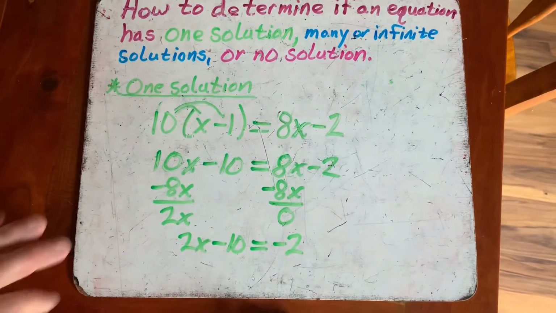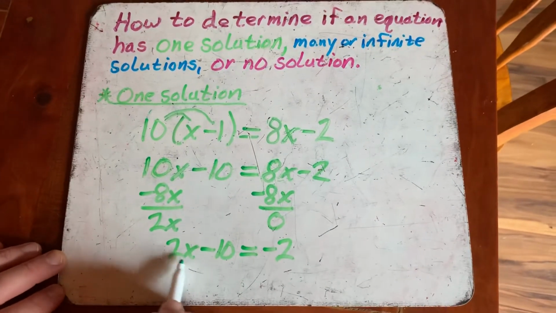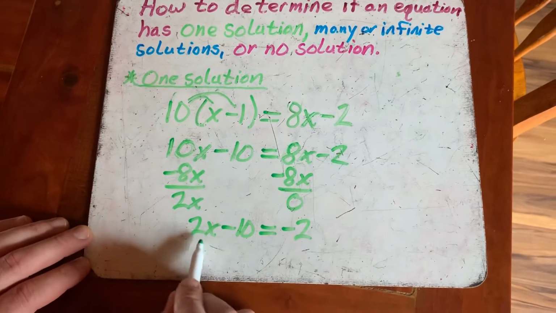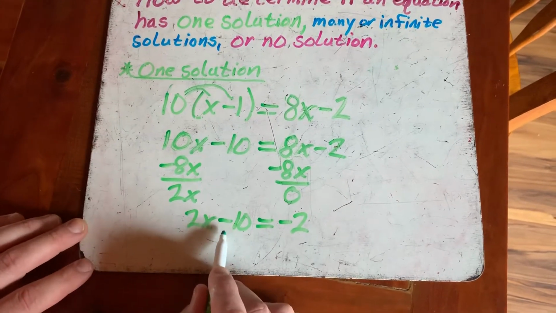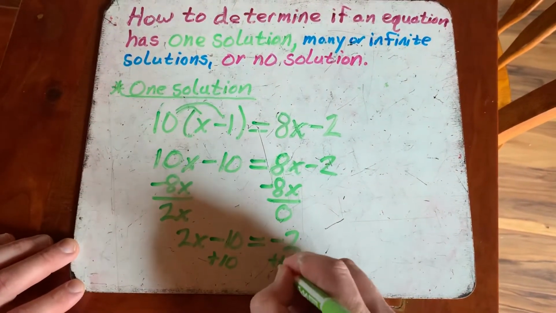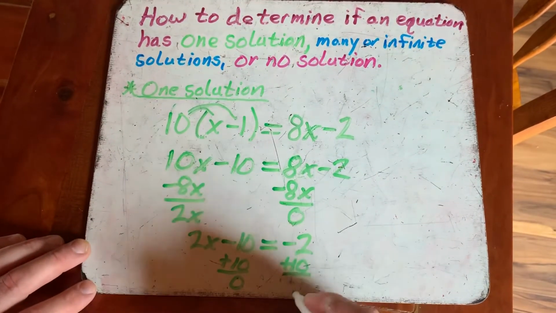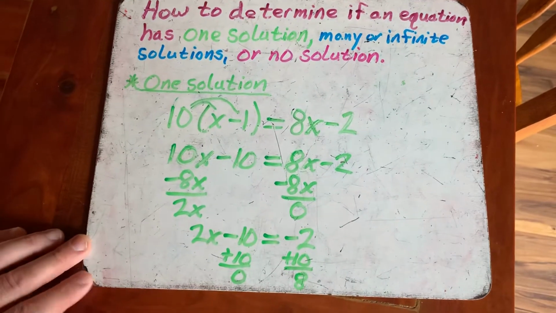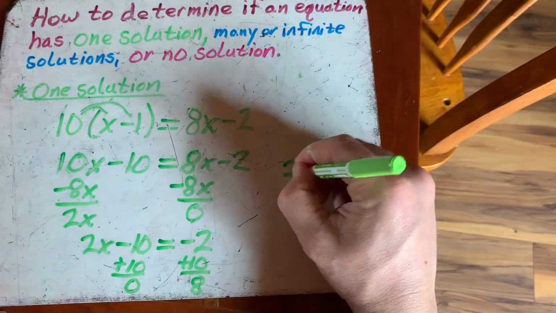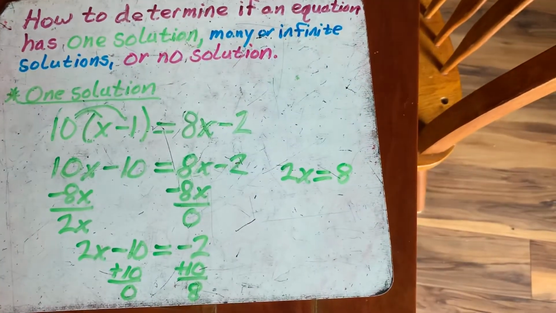Now we're down to our third step, which is to isolate the variable term, or get the variable term by itself. 2x is the variable term, so I need to get that by itself. How do I get rid of the negative 10? I add 10 to both sides. That's 0, which is what I wanted. And then negative 10 plus 2 is positive 8. I'm going to move over to the right because I ran out of room. I have 2x left on the left-hand side of the equal sign and positive 8 on the right-hand side.